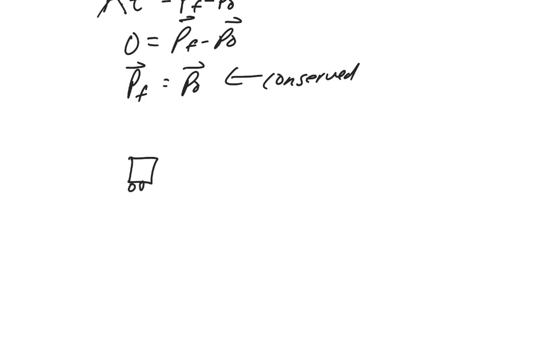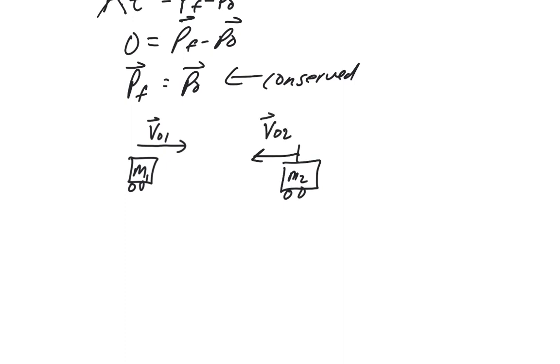That looks like here's 1 cart, and it has a mass, let's call it M1, and it has an initial velocity of V initial 1. And then we have a second cart, and let's call that mass M2, and it has an initial velocity in the other direction of V initial of cart 2.